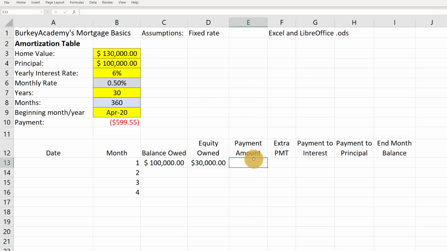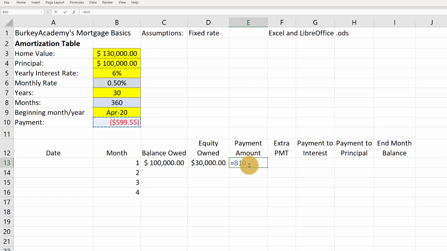Okay, payment amount. That's what we calculated here, $599.55. So we can just say it's equal to that. Now there's something we're going to want to do here for all these values that are going to be staying the same as we go down. This payment's not going to go up or down if we assume that this is a fixed rate loan and that 6% interest rate's not going to change.